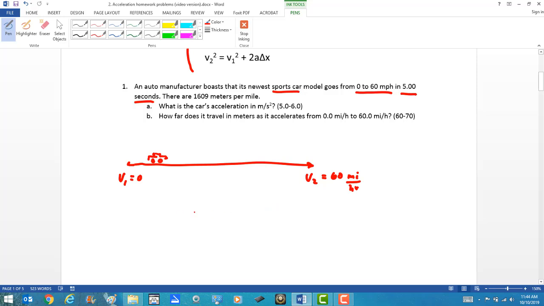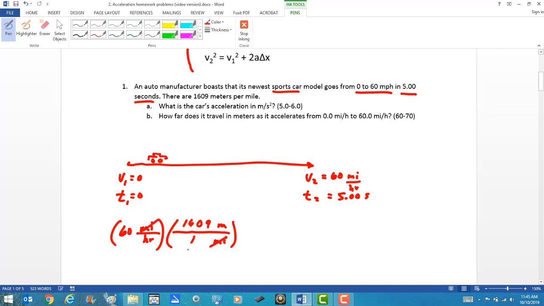We're going to have to convert that to meters. Time 1, of course, is 0, and time 2 is 5.00 seconds. So step 1, you're going to need to convert this. And the conversion factor is 1609. So using conversion factors, you need to decide, do the miles go on the top? Do the miles go on the bottom? Well, look at the units you're trying to end up with. You want to end up with meters on top, because the miles will then cross out and you're left with units of meters in the numerator, which you want.